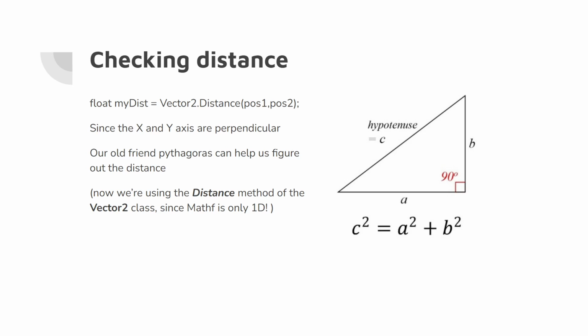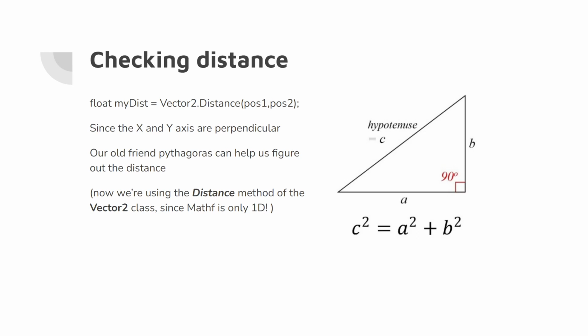If I have something here and I want to move to there, I basically have a vector that points from one to the other. The vector has a direction and a magnitude, so I'm asking, what is the magnitude or the distance between those two? To figure out a distance between 2 points, I can just say vector2.distance and give it those 2 points. Because in this case, we know that x and y are perpendicular.